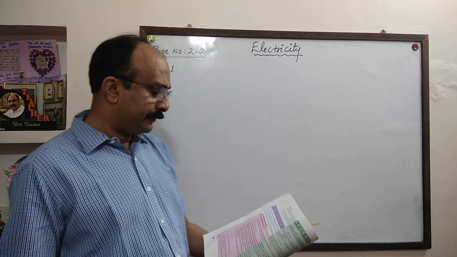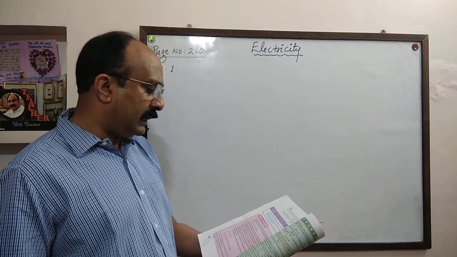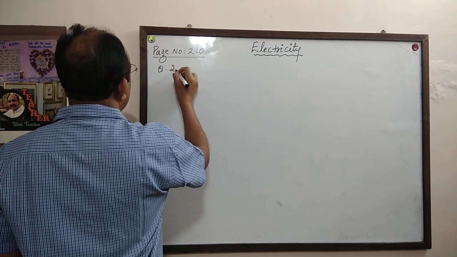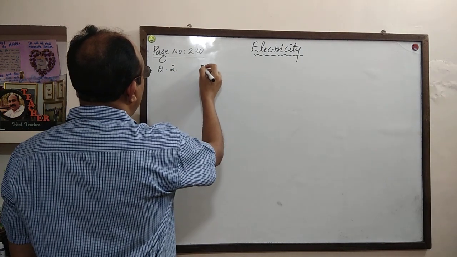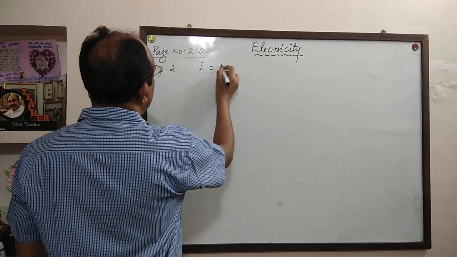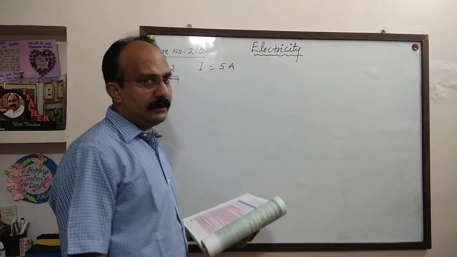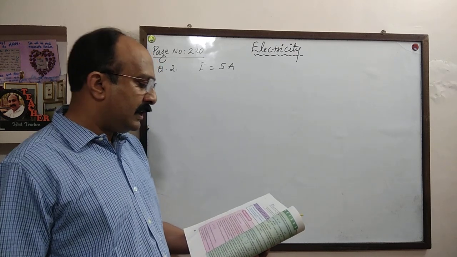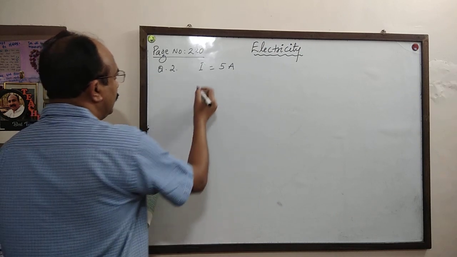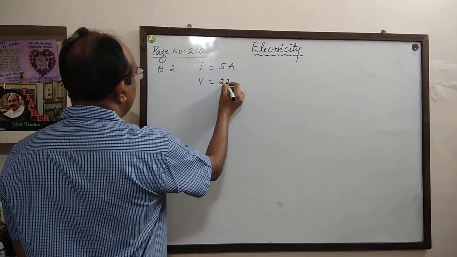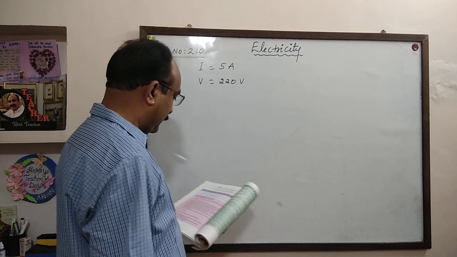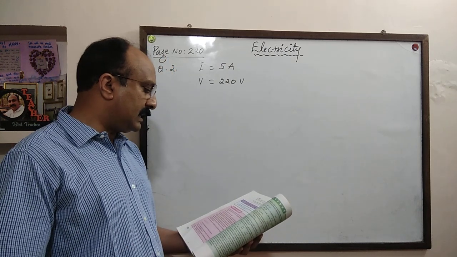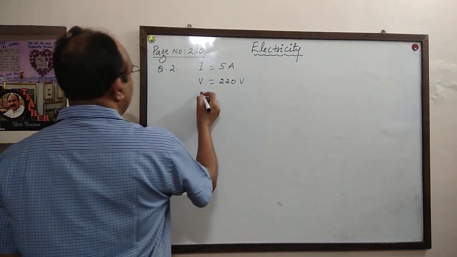Question number 2. An electric motor takes 5 ampere. From this you should know it is I, electric current, measured in ampere. From a 220 volt line, so V is equal to 220 volt. Determine the power of the motor and the energy consumed in 2 hours.